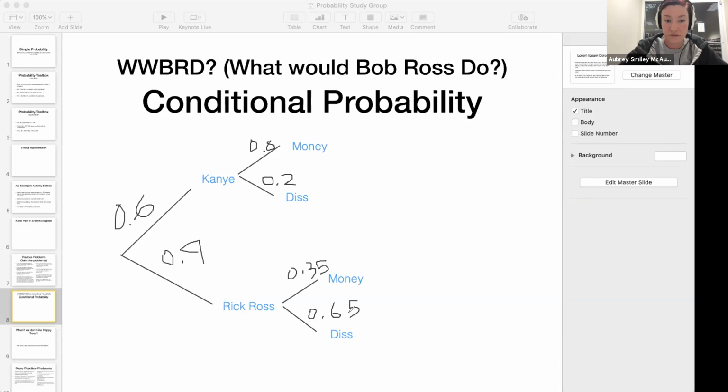So then what if we want to figure out over here the total probability that if I were to grab a song from my husband's iTunes, it would be Kanye talking about money. So for total probability, we're going to multiply the probability of Kanye times the probability of money, and then it's going to end up over here. And then if we want to find out the probability of Kanye and diss, we're going to multiply across. And then Rick Ross and money and Rick Ross and diss. And then all of this is going to add up to 1 as well.